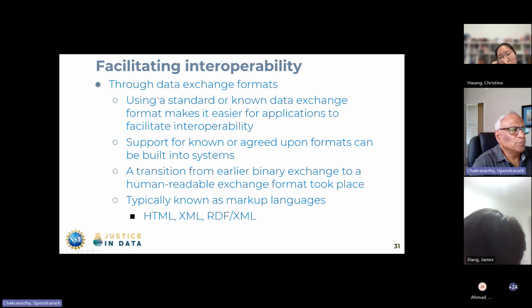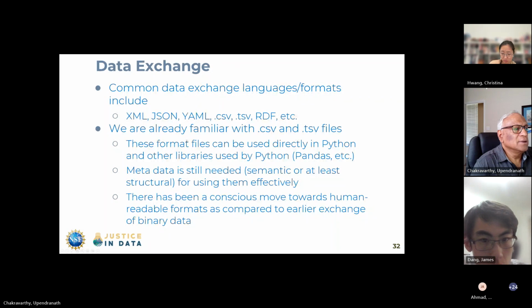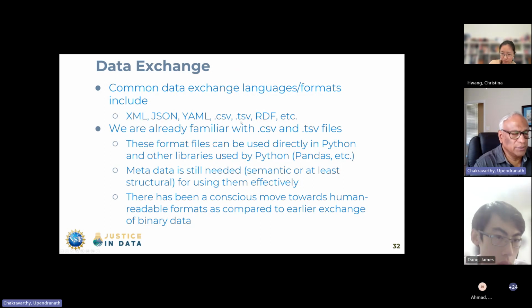OK, so facilitating interoperability is typically done through data exchange formats. Using a standard or known data exchange format makes it easier for applications to facilitate. Support for known or agreed upon formats can be built into systems and is typically known as markup languages. HTML, XML, RDF XML are used for this purpose. So common data exchange formats include XML, JSON, YAML, .csv, .tsv (tab separated), RDF, etc.